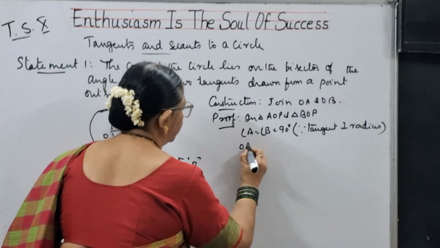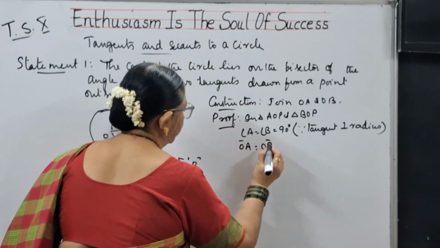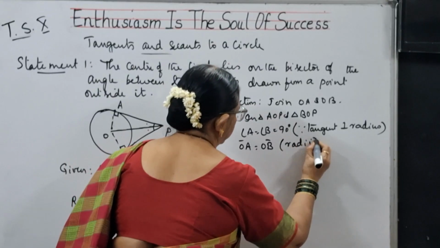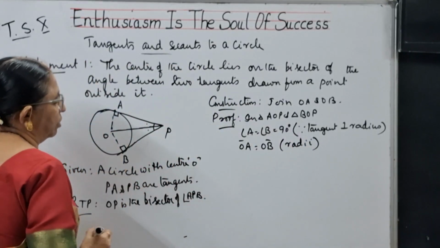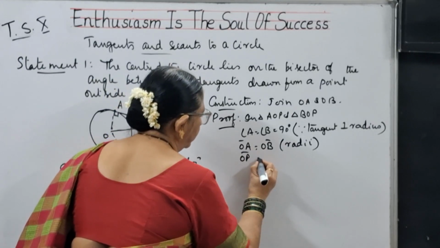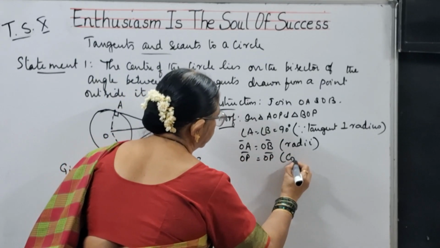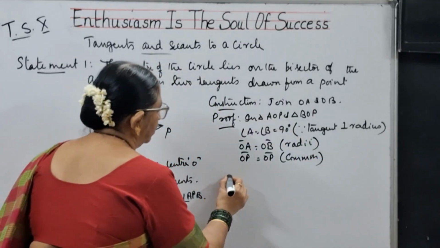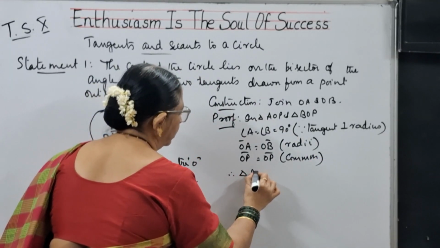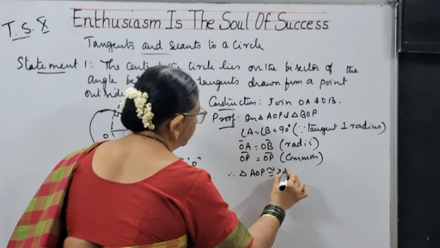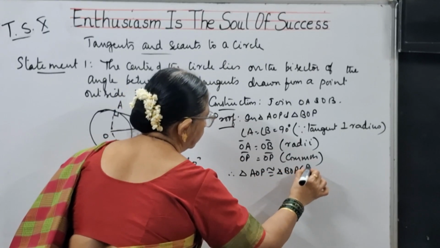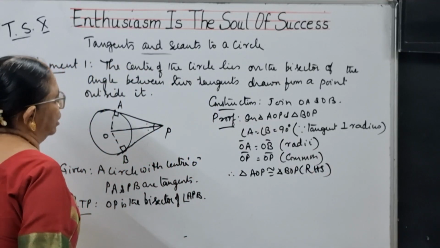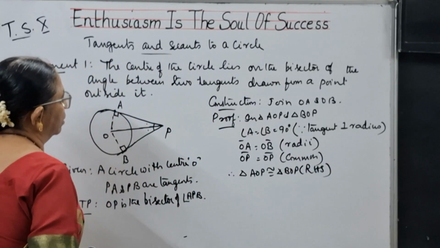And you can say that OA is equal to OB. Why are they equal? Because they are the radii of the circle, so they are equal. And also OP is equal to OP, it is common. So since this is common, you can say that triangle AOP is congruent to triangle BOP basing on RHS property, right angle hypotenuse side property. These two triangles are congruent.